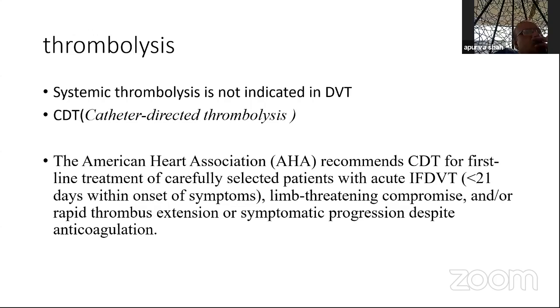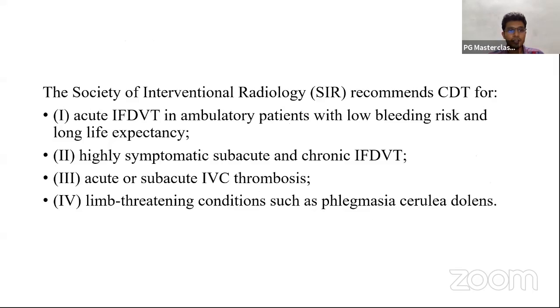Systemic thrombolysis is not usually indicated in deep venous thrombosis. Catheter-directed thrombolysis is the mainstay treatment. The American Heart Association recommends catheter-directed thrombolysis as a first-line treatment of carefully selected patients with acute iliofemoral DVT, which is less than 21 days from onset of symptoms, with limb-threatening compromise and rapid thrombus extension or symptomatic progression despite anticoagulation.